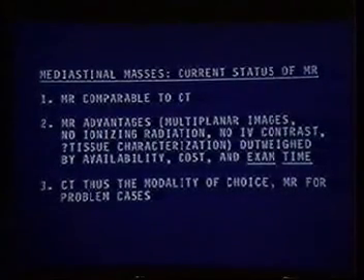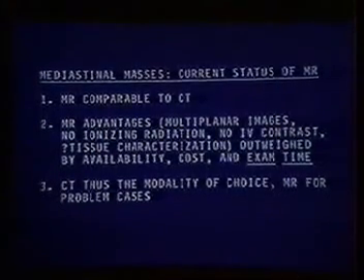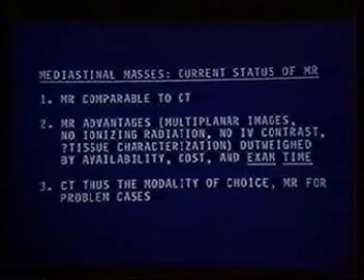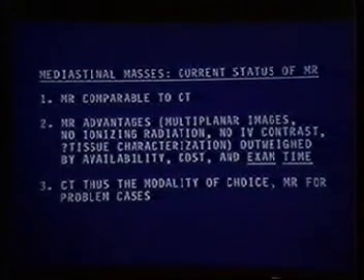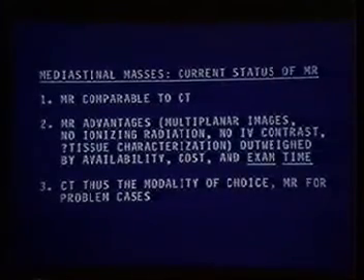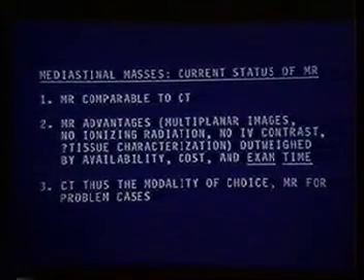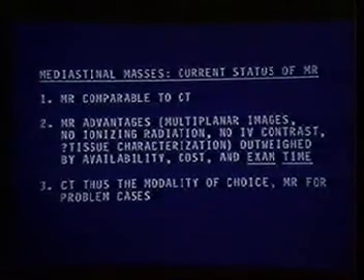As far as magnetic resonance imaging, just to conclude, what is the current status of it? Well, I think the studies that have been done have generally suggested that magnetic resonance is comparable to CT in lesion detection and at least so far in lesion characterization. There are clear-cut MR advantages, the ability to do multiplanar imaging, the lack of ionizing radiation, and the lack of a need for IV contrast, and maybe in the future tissue characterization.